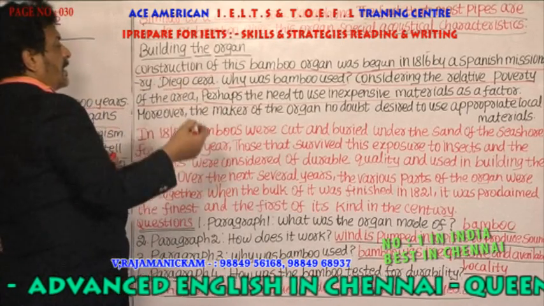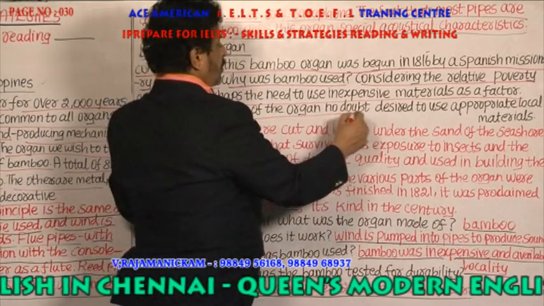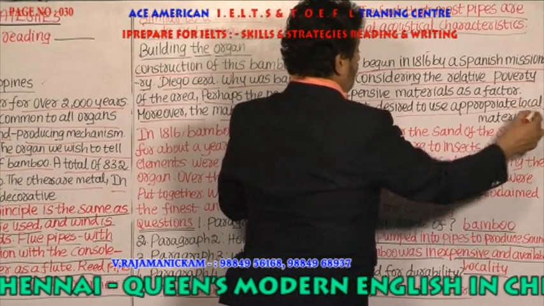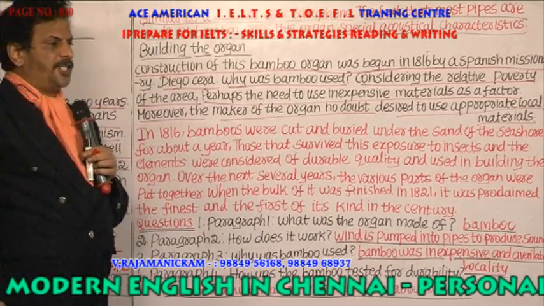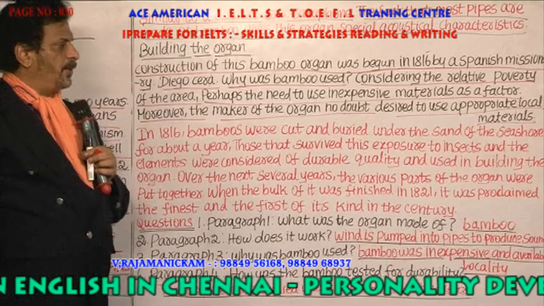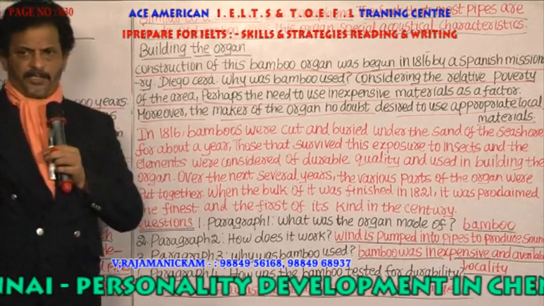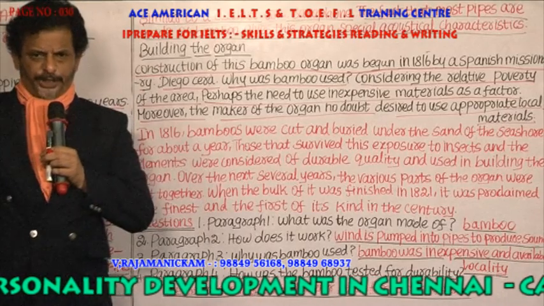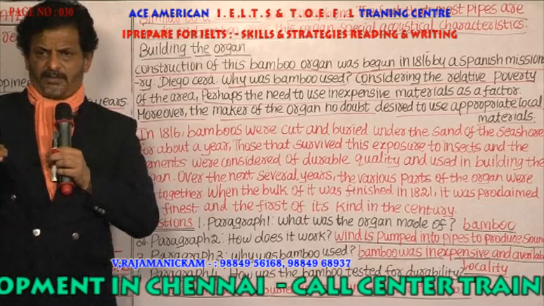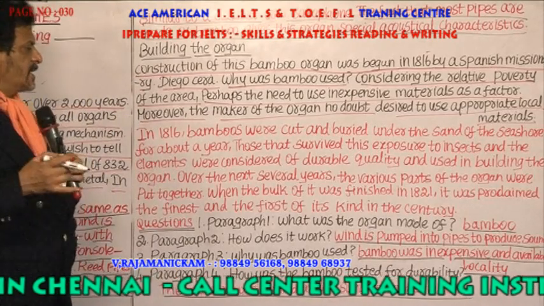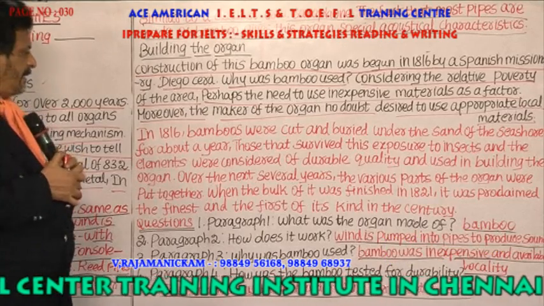Moreover, the maker of the organ, no doubt, designed it to use appropriate local materials, right? So, who's the founder here? The Spanish missionary Diego Serra. Why did he use bamboo? Because the people over there are in poverty. So he wanted to use some inexpensive, not costly material to make a sound-producing organ. Right? So, able to understand the third paragraph also. So first, second, third paragraph, 3 paragraphs we have finished.